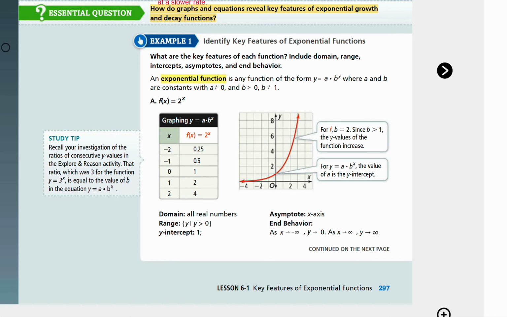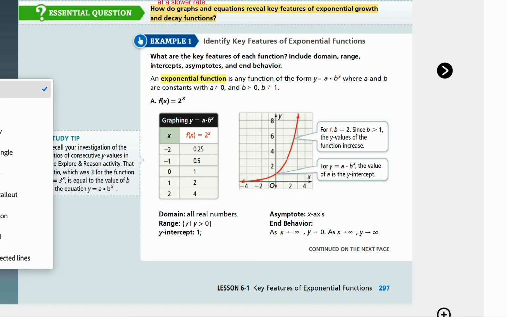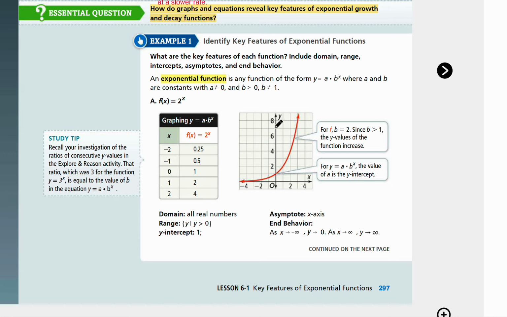So an exponential function is a function of the form y equals a times b to the power of x, where a and b are constants, with a not equal to 0 and b is greater than 0, and b is not equal to 1. What happens if b is equal to 1? Then it is not an exponential function. It's just going to be a linear function, right?